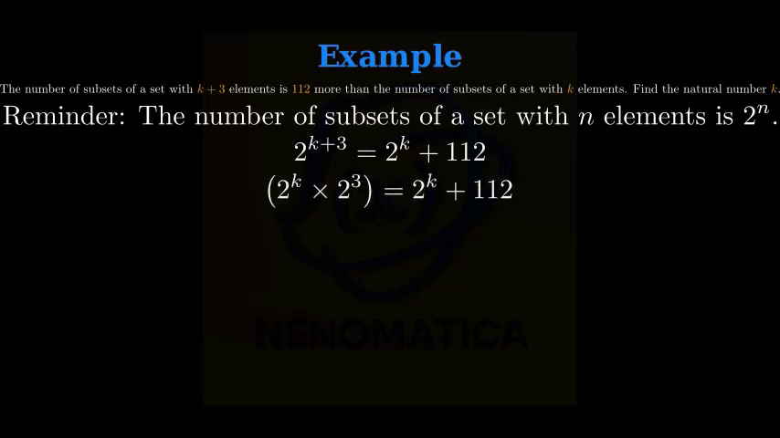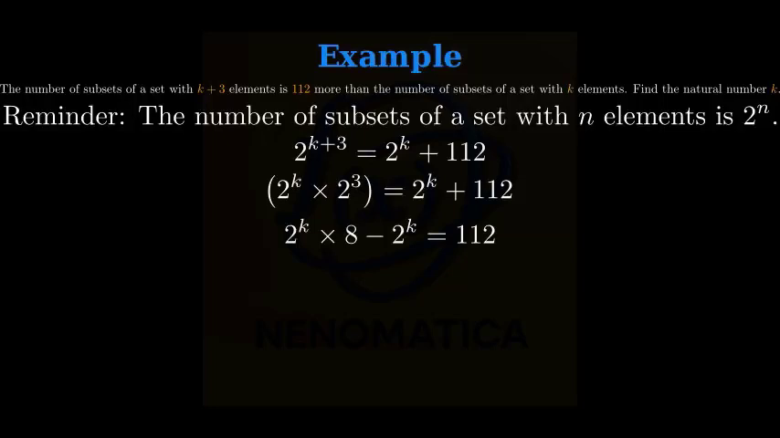We can rewrite 2 raised to the power of k plus 3 as 2 raised to the power of k times 2 raised to the power of 3. We know that 2 raised to the power of 3 equals 8, so we have 2 raised to the power of k times 8 equals 2 raised to the power of k plus 112.